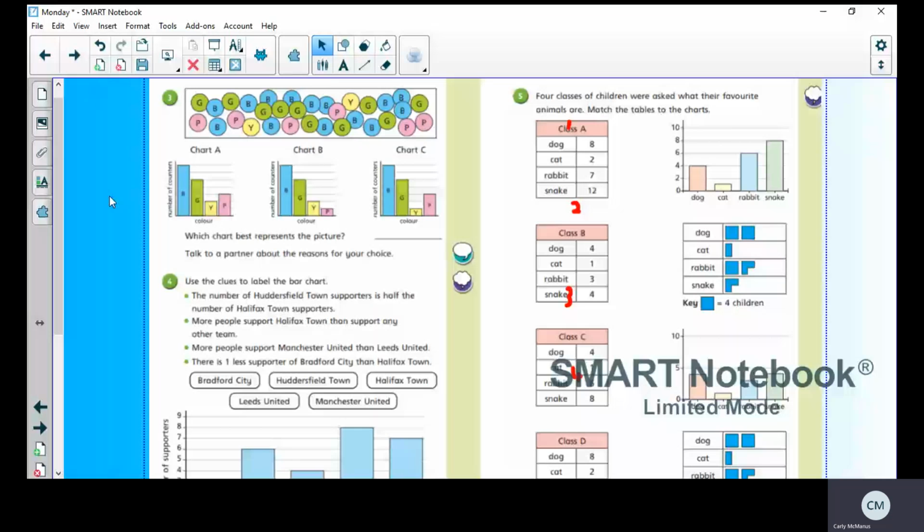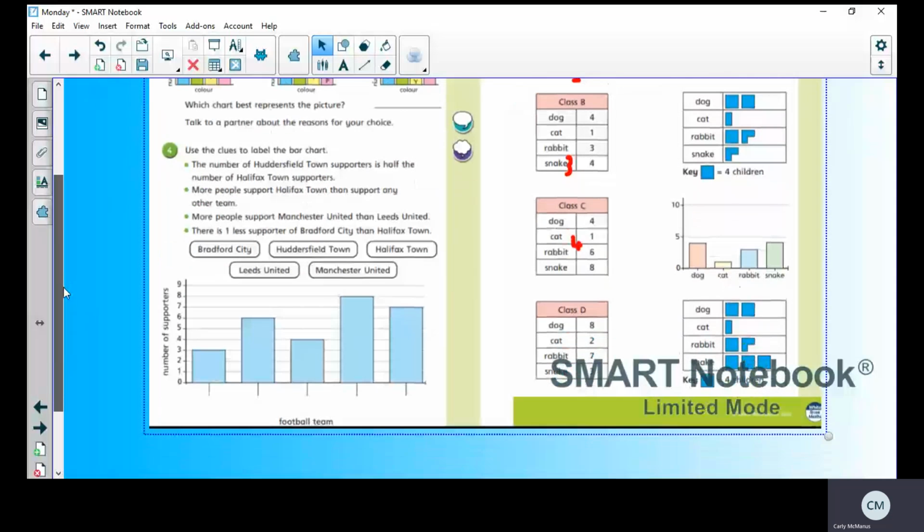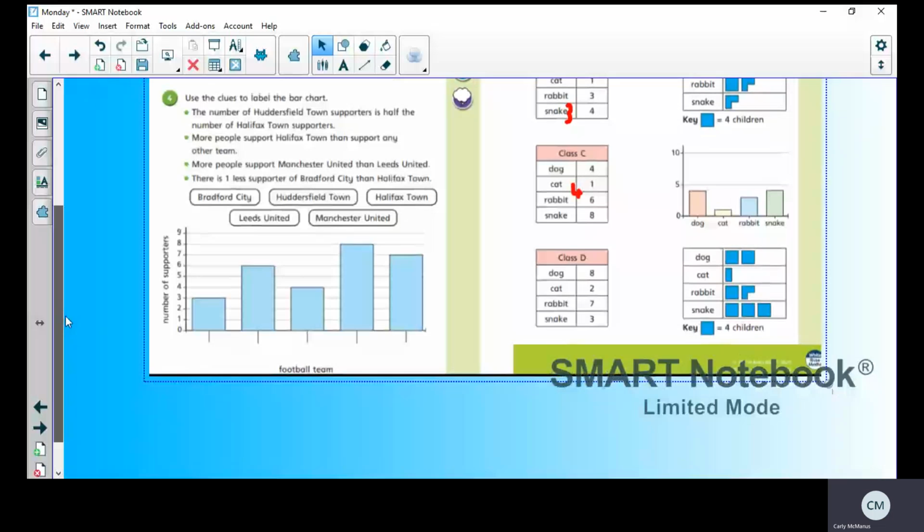On number 4, it says use the clues to label the bar chart. Now, I would like you to draw this on paper as best you can. I know it's a bit tricky, but have a go. We're not expecting you to get everything right, but just have a go at it. And then it says here, use the clues to label this bar chart.